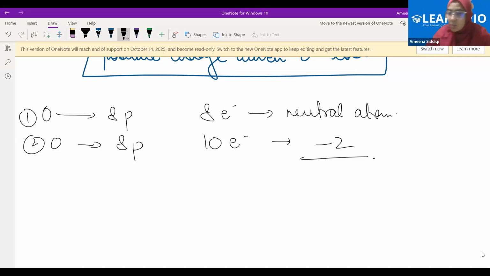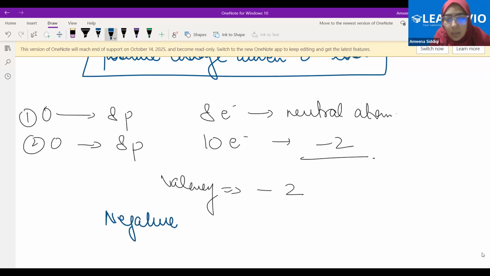Oxygen's valency is also 2. We write -2 just to indicate whether electrons are gained or lost. Minus indicates what? Gain of electrons. Negative charge means electrons are gained.